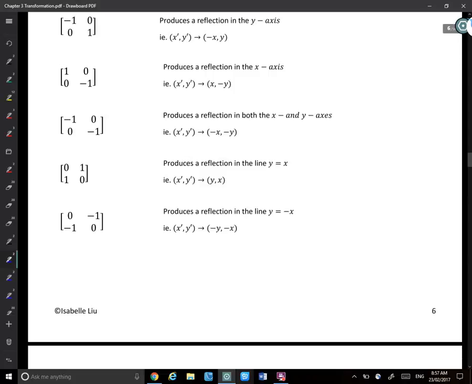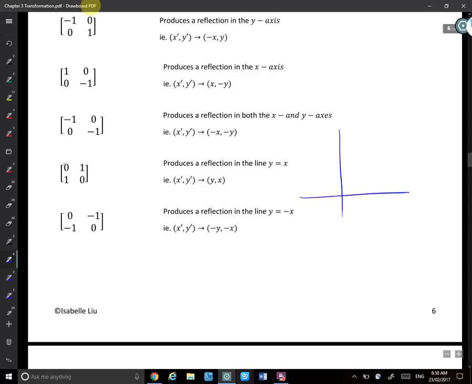The first one is reflect in the line y equals x. If you reflect in the line y equals x, your new x will become the original y, and your new y will become the original x. So you will have 0, 0 for this diagonal, and you will have 1 and 1. They change positions, which means they change positions. So that's a reflection in the line y equals x.